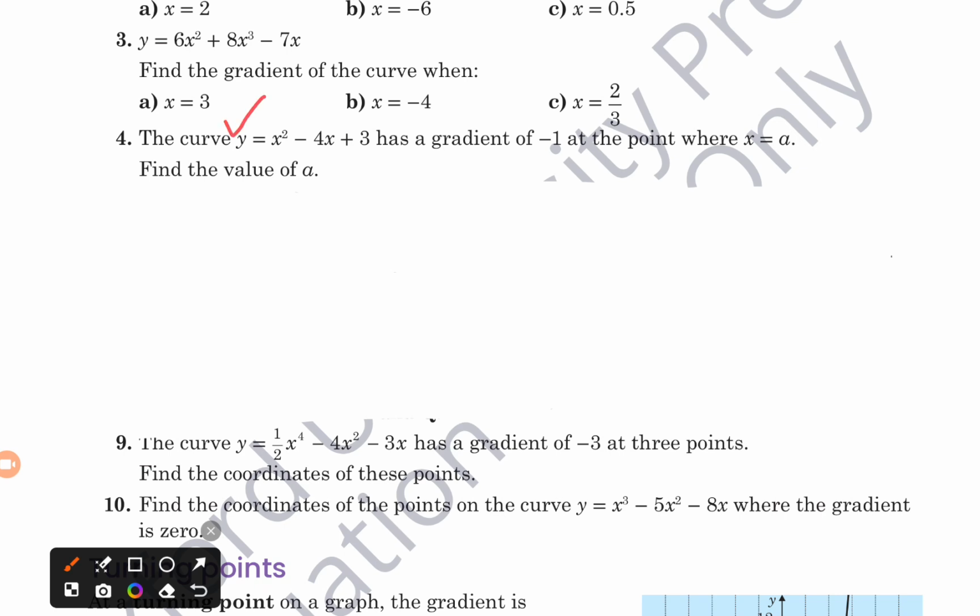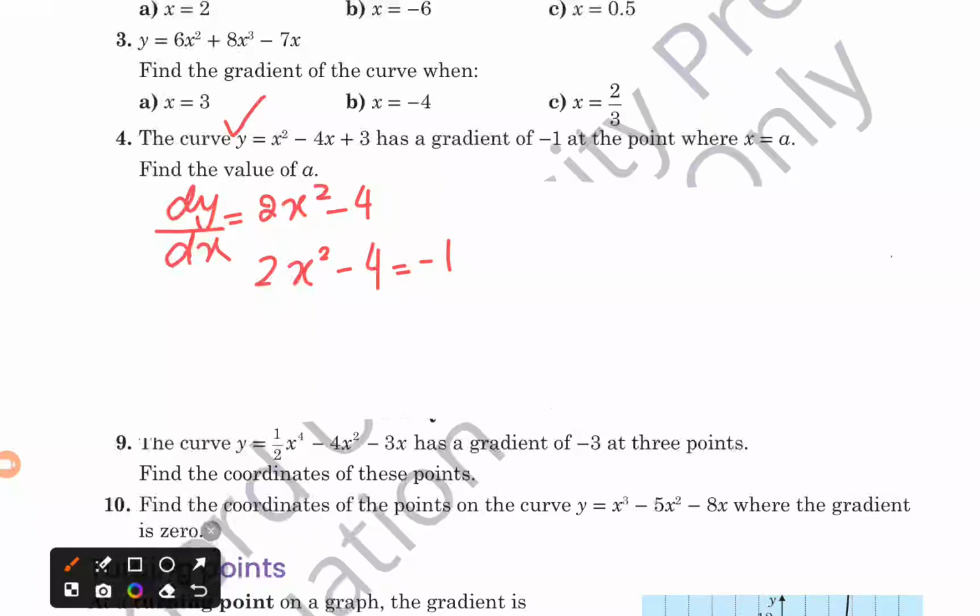First, we need to take the derivative. So the derivative will be dy by dx equals 2x squared minus 4. As I told you, the gradient of the constant is 0. After finding the derivative, you need to equate this gradient to negative 1. In the previous question, we put in the value to get the gradient at a specific point. Now we need to find the specific point, and we have already been given the gradient. It is just the vice versa thing going on here.